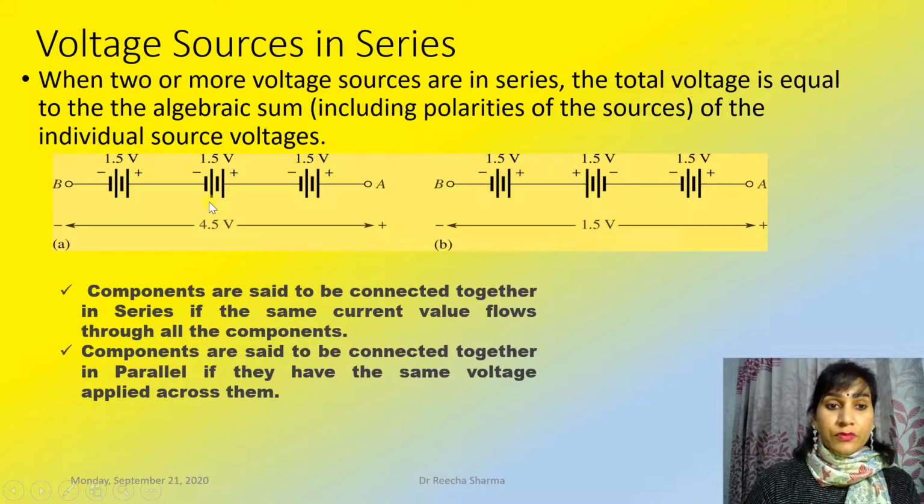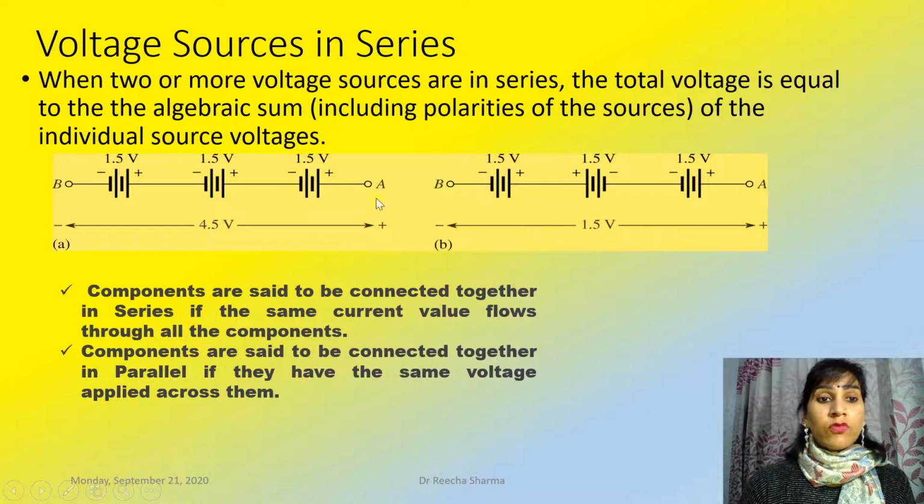But in the second diagram as shown, the connections are different. This is negative positive, this is positive negative, and again this is negative positive. These two are opposite to each other, so they cancel out and we are left with only 1.5 volt. So in series voltage sources we have the algebraic sum of the individual voltage sources.